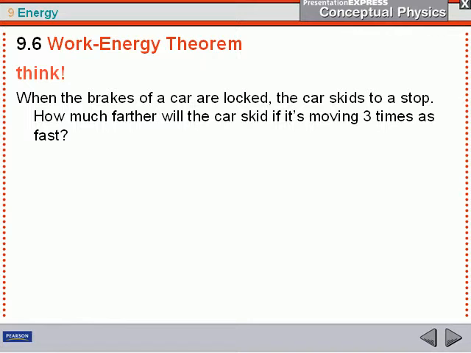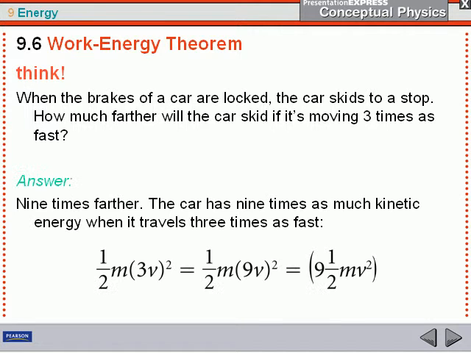When the brakes of a car are locked, the car skids to a stop. How much further will the car skid if it's moving 3 times as fast? Well, if we triple the speed, we're going to have to do 3 squared times the distance. So it should be 9 times as much kinetic energy, which means 9 times the stopping distance. That's pretty far.